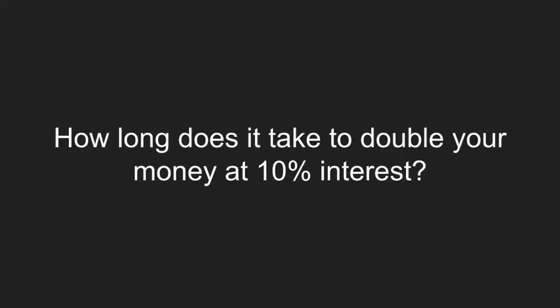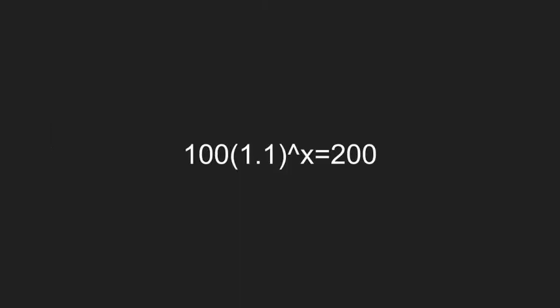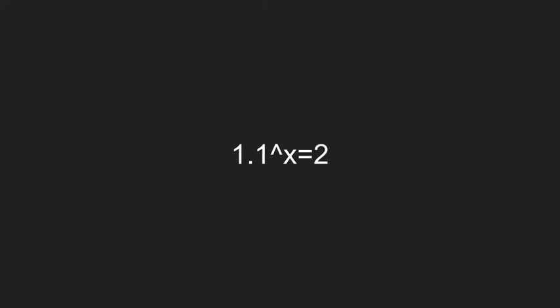Now, here's a question. How long does it take to double your money at 10%? So what we have here as far as math goes is you have 100 times 1.1 to the x power equals 200, because we want to double our money. We want to see how long it takes to double our money. In order to figure this out, we would have to divide each side by 100, which would be 1.1 to the x equals 2. Now, to continue from here, we'd have to do a logarithm. So we would have x equals log base 1.1 of 2.